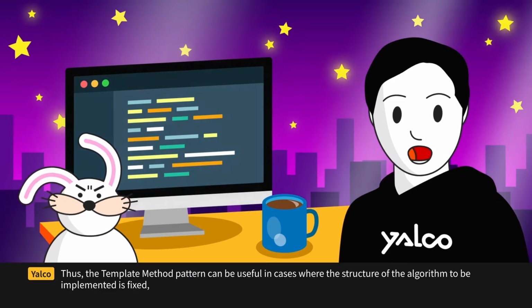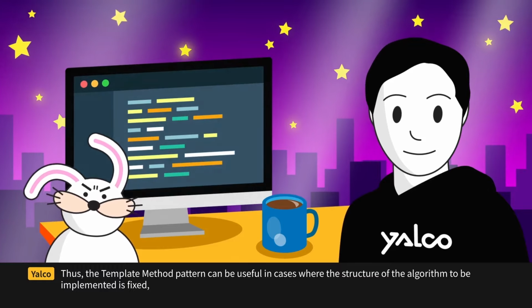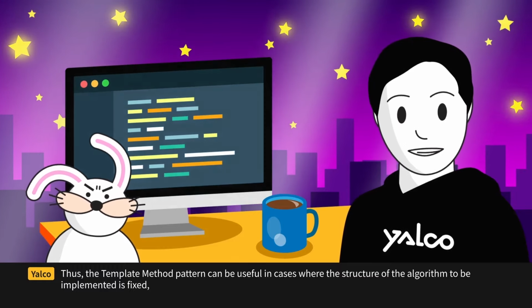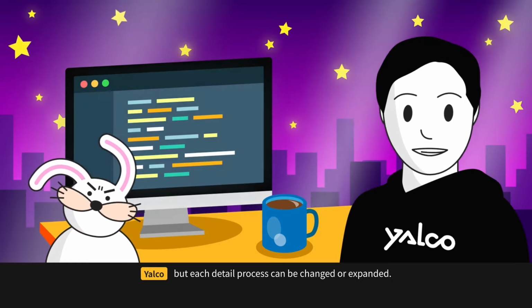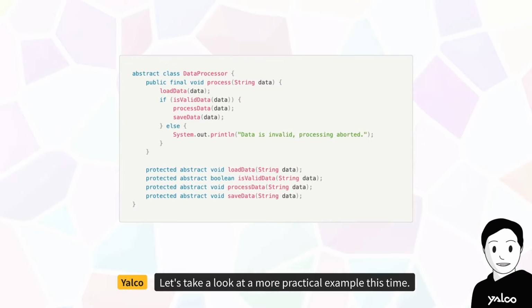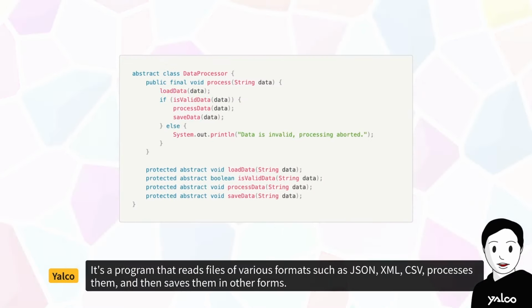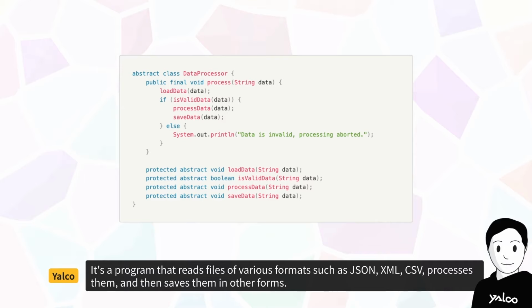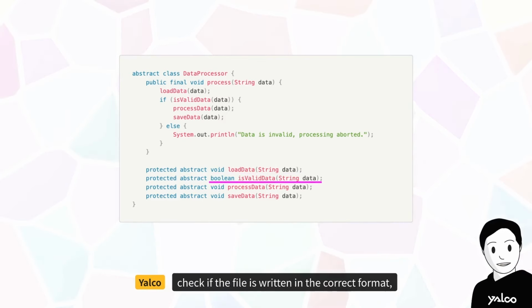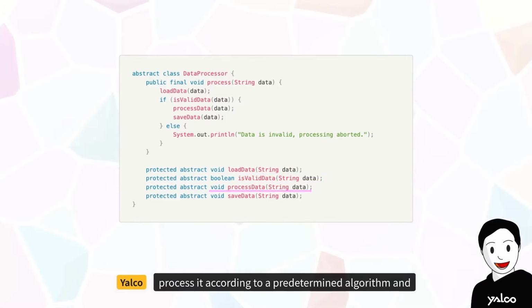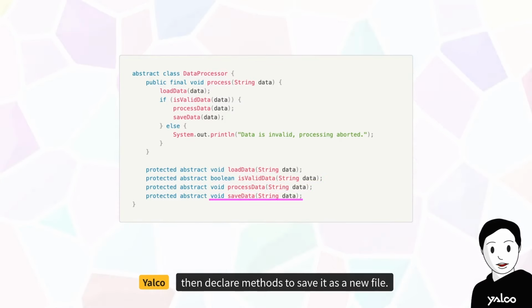Thus, the template method pattern can be useful in cases where the structure of the algorithm to be implemented is fixed, but each detailed process can be changed or expanded. Let's take a look at a more practical example this time. It's a program that reads files of various formats such as JSON, XML, CSV, processes them, and then saves them in other forms. Like this, you load the file, check if the file is written in the correct format, process it according to a predetermined algorithm, and then save it as a new file.